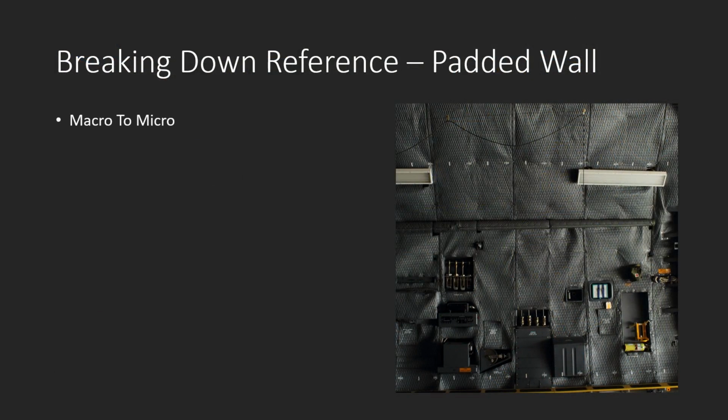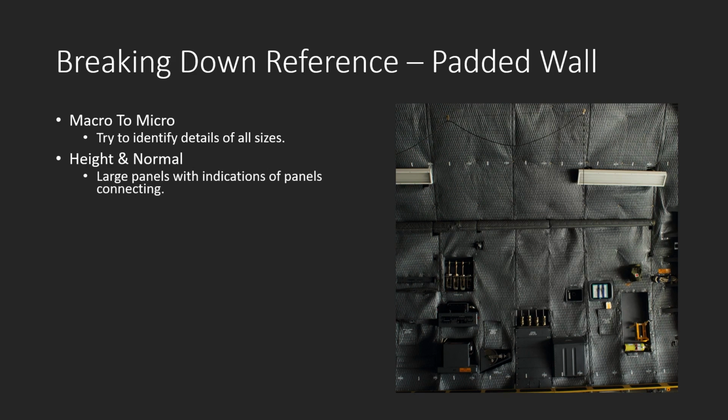All right, so I wanted to go over how I think about breaking down reference, because I get this question a lot as well. So here's a padded wall from an interior of a plane. I try to think of things from macro to micro, so I try to identify details of all sizes. If I'm looking at this image, the thing that I notice is there's large panels with indications of the panels being connected. Undulation in the surface, there's a diamond pattern with metal fasteners, and then there's subtle surface noise.